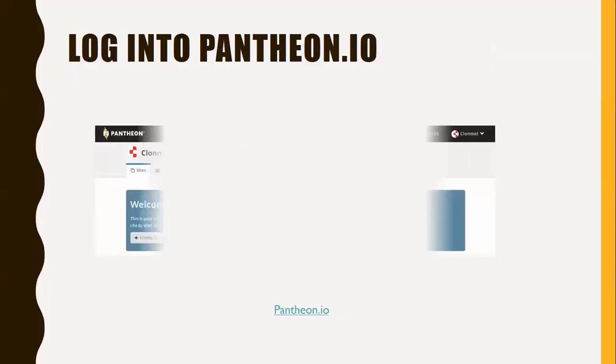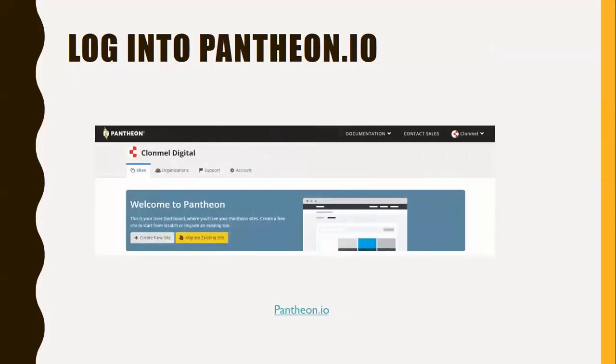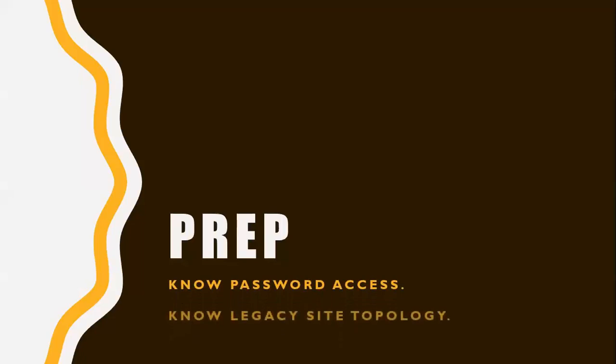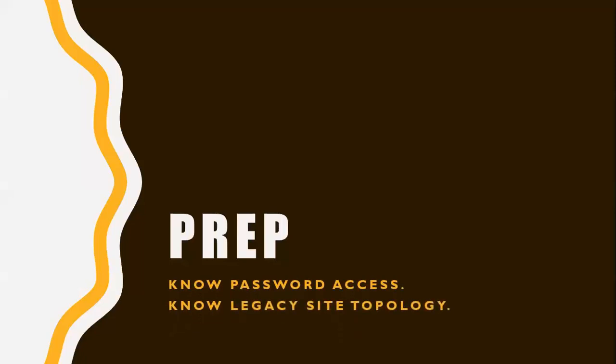Logging into Pantheon is pretty straightforward. You'll see in the content library login detail that'll get you into Pantheon, where you have a choice to create a new site. Now, you could have migrated an existing site. Don't do that, because I want you to jump hoops from one service provider to another. Prepare by knowing the password access that's in the content library, and understand the legacy site topology, because clients are going to want you to make sure you don't damage your search engine optimization. You have to keep the site's structure, URL structure, intact.